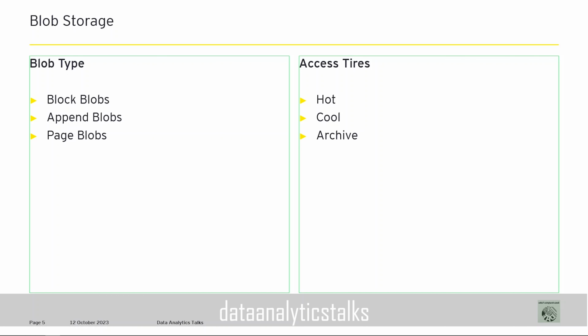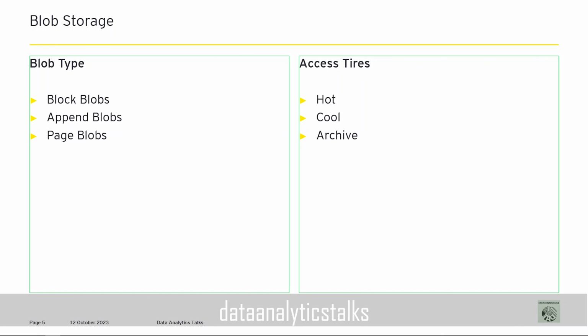Data should remain in this tier for at least 30 days. Then finally we have the archive tier. It has the lowest storage cost but higher data retrieval cost as compared to the hot and cool tiers. Data should remain in this tier for at least 180 days. Otherwise, a deletion charge needs to be paid.